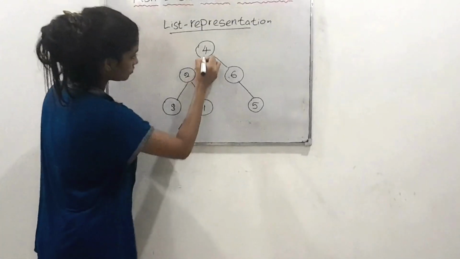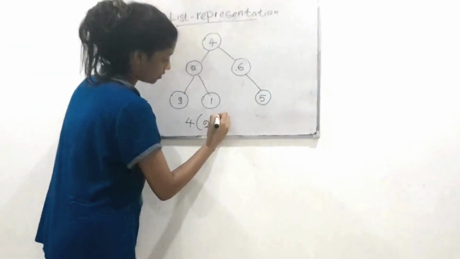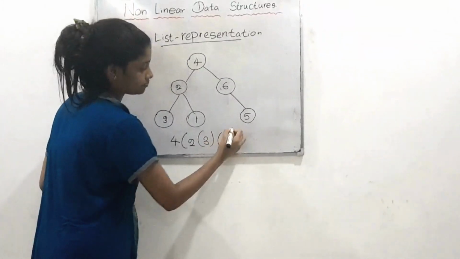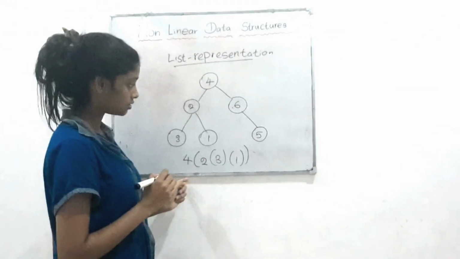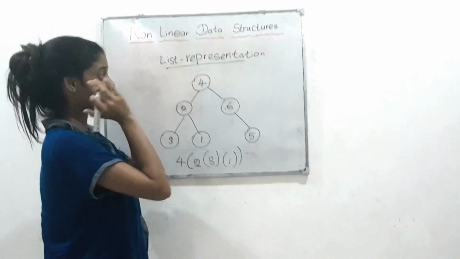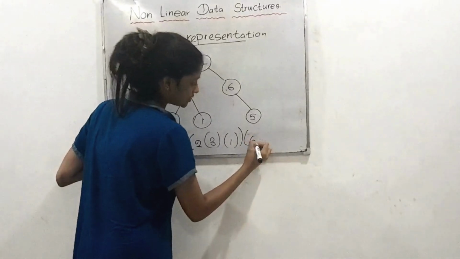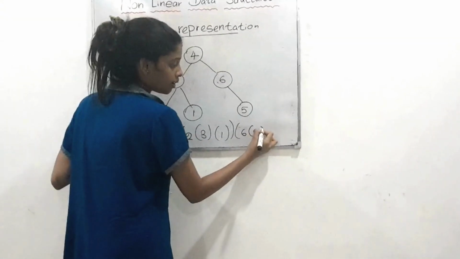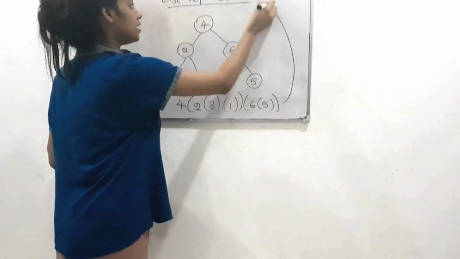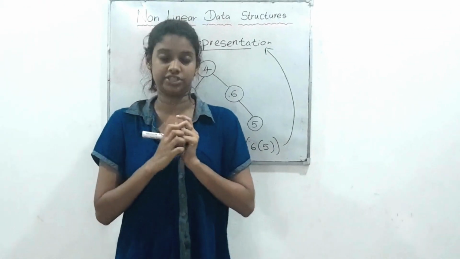4, 2, first left side, okay, then 3, 1, we close the bracket because left node is done, right? Next we move to the right side, 6, 5. This is how we represent the list representation.